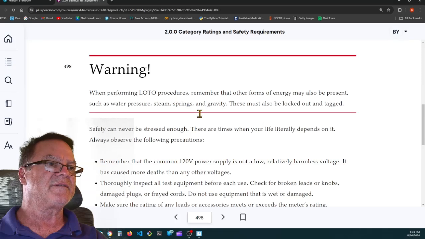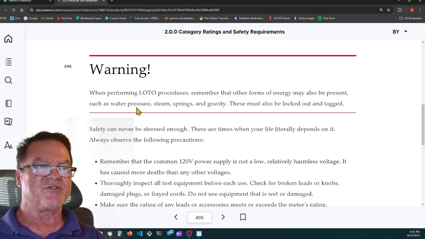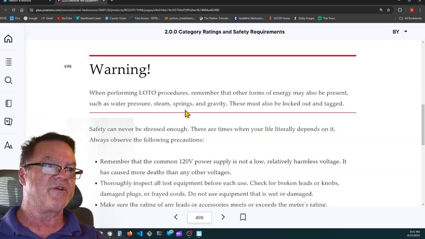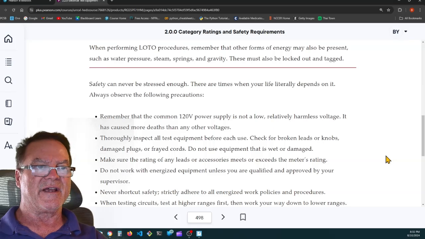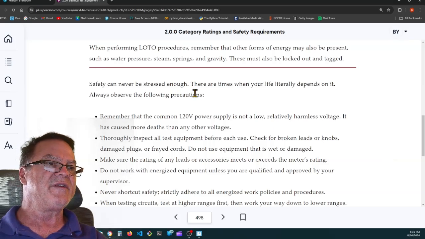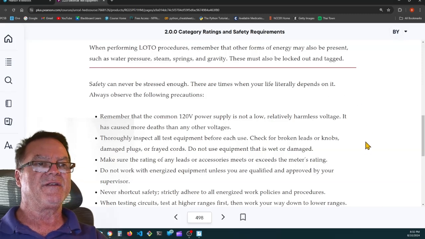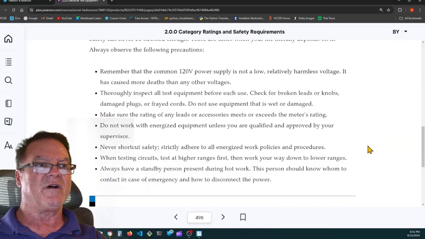When performing lockout tagout procedures, remember that other forms of energy may also be present, such as water pressure, steam, springs, gravity. They must all be locked out and tagged. Safety can never be stressed enough. There are times when your life literally depends on it. Always observe the following precautions.